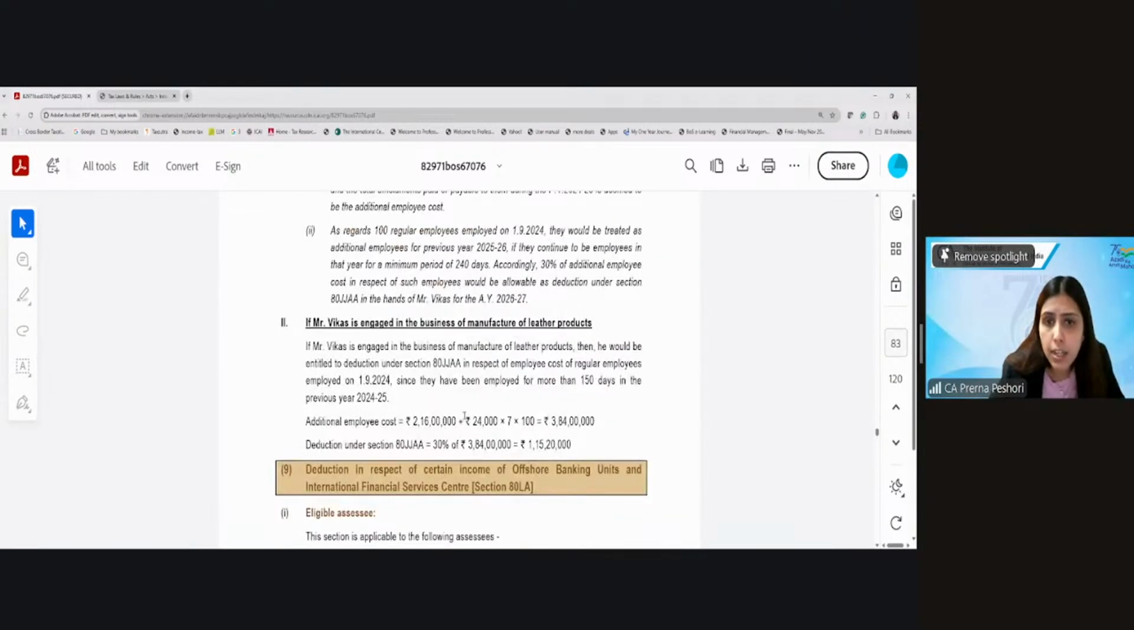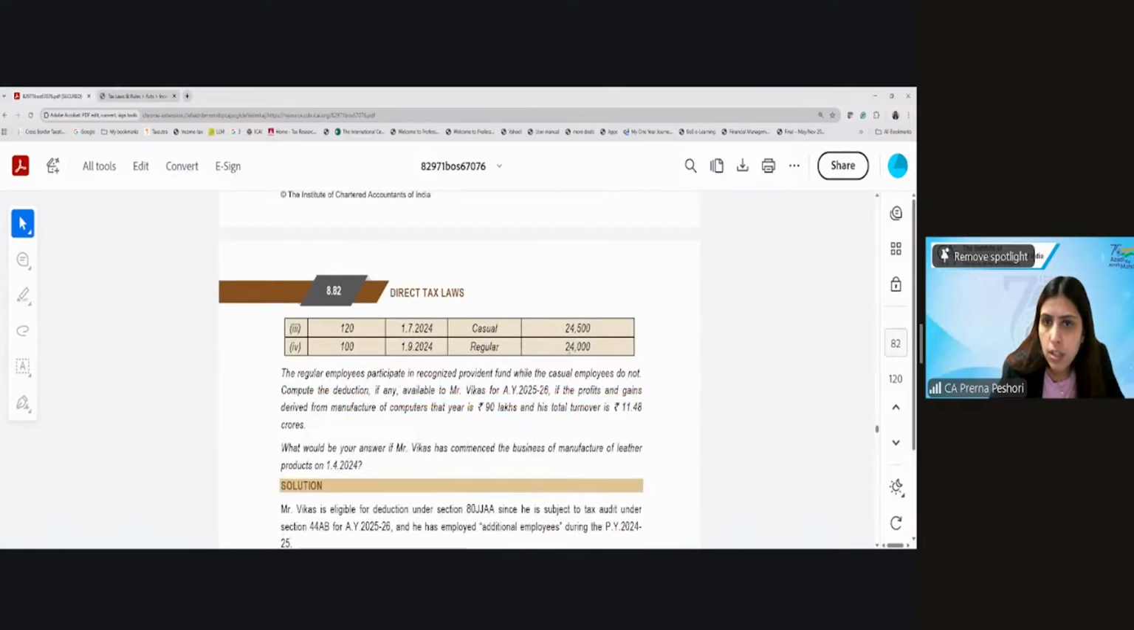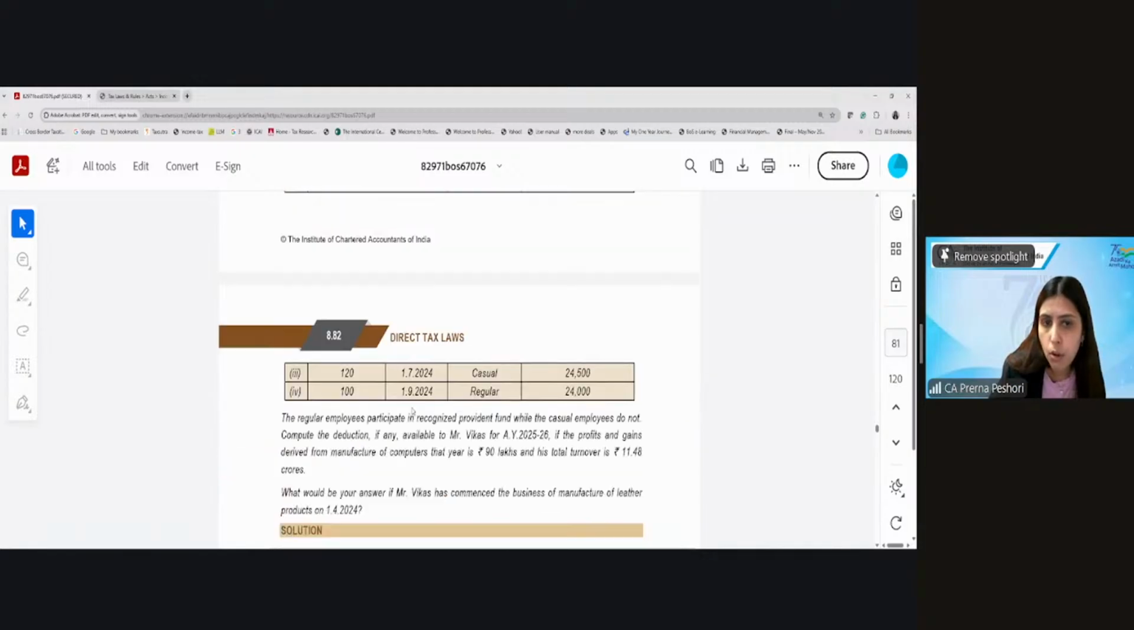Correct. And in case it's a leather business, then this will also include the other employees, which is 24,000 into 7 into 100. So for these employees, 24,000 into 100 into 7 months because this is monthly emolument and this is starting in September. Fine? Yes, fine. Okay. So this is about the 80JJAA. Now this can be asked as a part of the full-fledged question. Now one or two more deductions are left out, which I will just quickly cover.